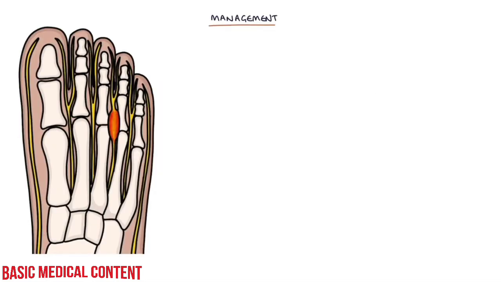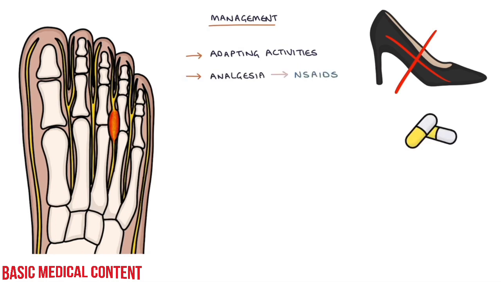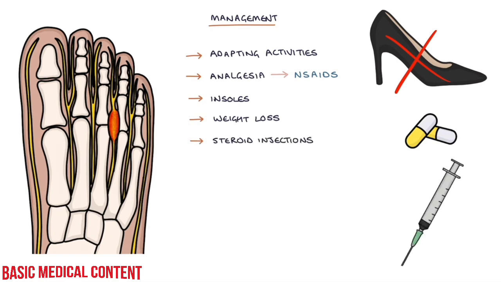Management options include adapting activity, for example, avoiding high heels, analgesia with non-steroidal anti-inflammatory drugs if they're suitable, insoles, weight loss if appropriate, steroid injections can be used, and there's the option of radiofrequency ablation or surgery, and surgery can involve excising or removing the neuroma.